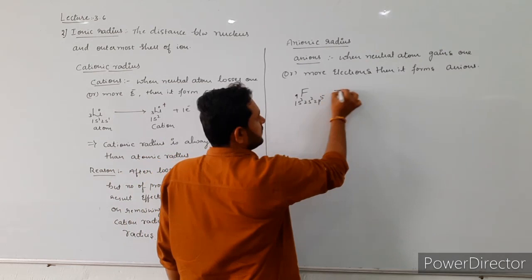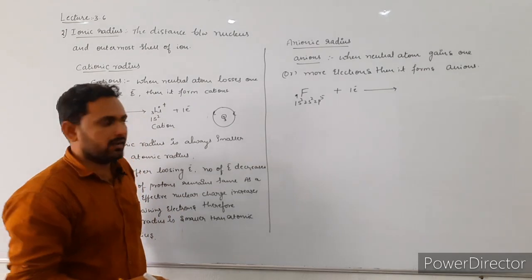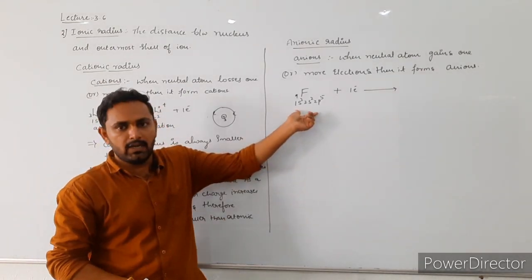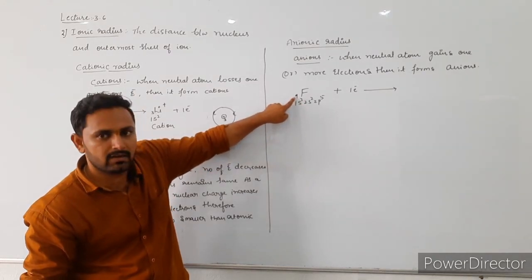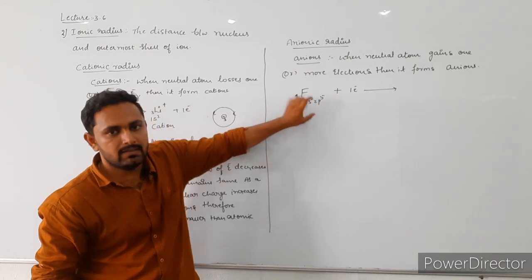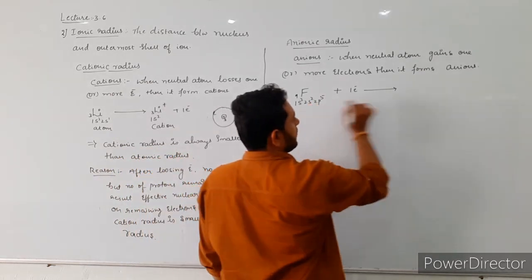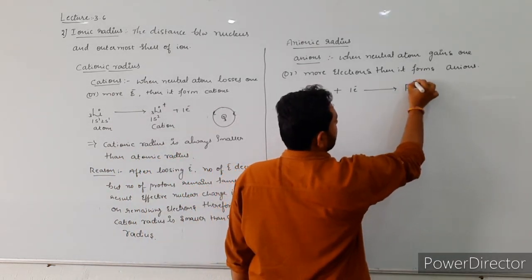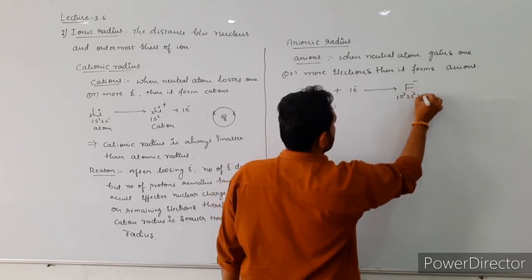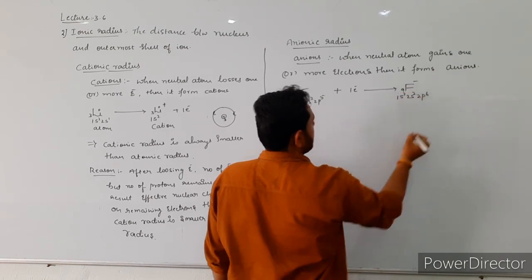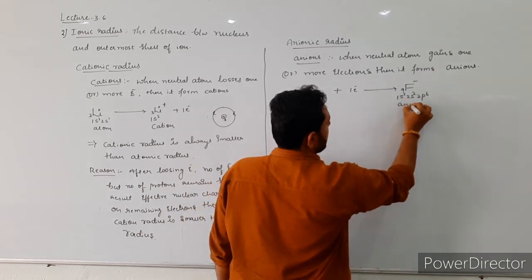When it gains one electron, the atom will convert into anion. Here it is neutral atom. Neutral atom means what? Number of protons and number of electrons are same. See here, number of protons are 9, number of electrons are 9. This is neutral atom. But by gaining one electron, fluorine becomes anion, F minus. Here the electronic configuration becomes 1s2, 2s2, 2p6. But number of protons is same. Here it is neutral atom, but after gaining electron, it becomes anion.